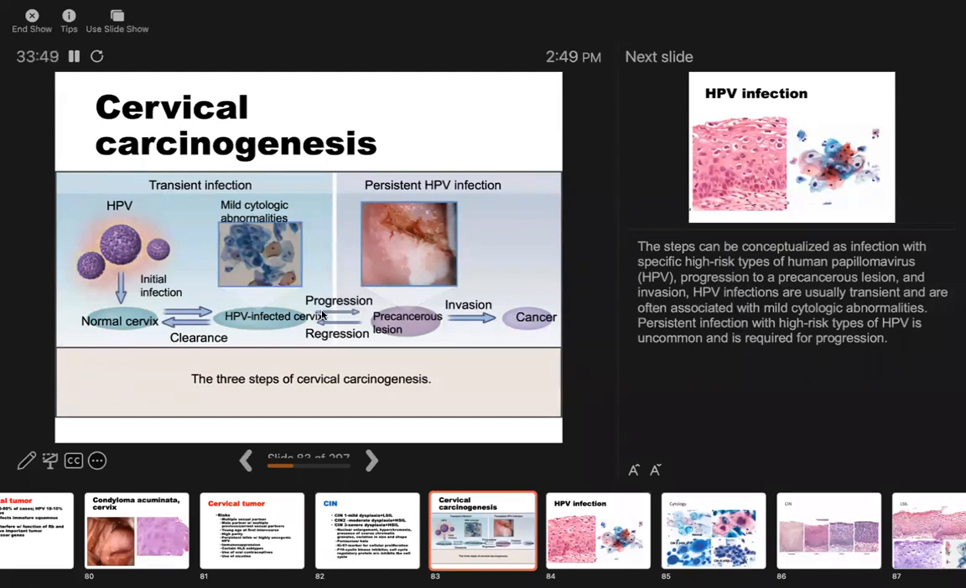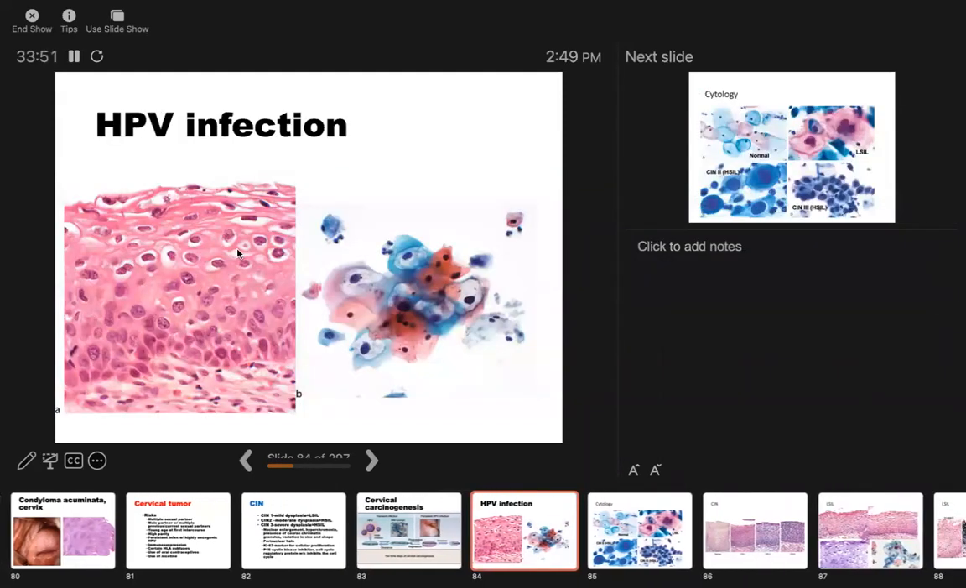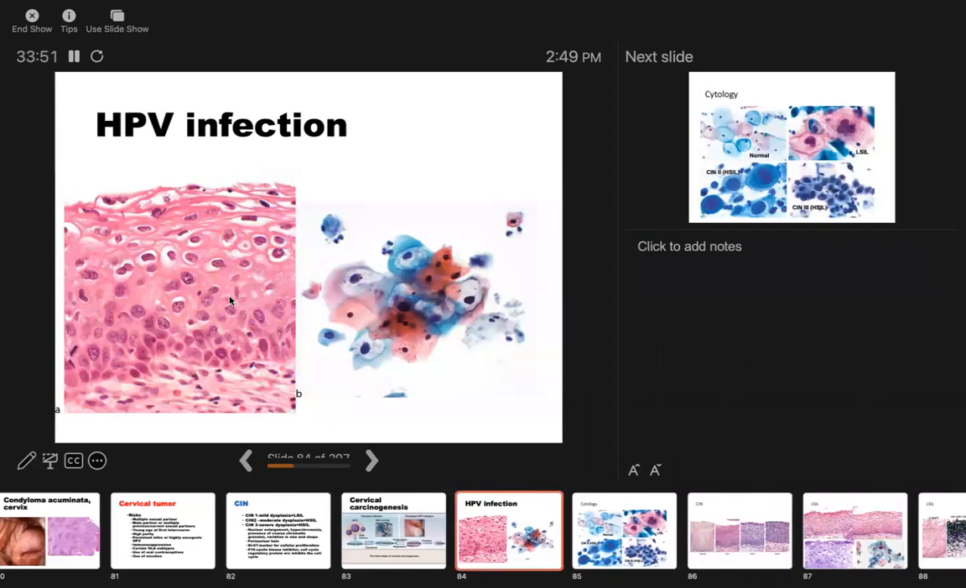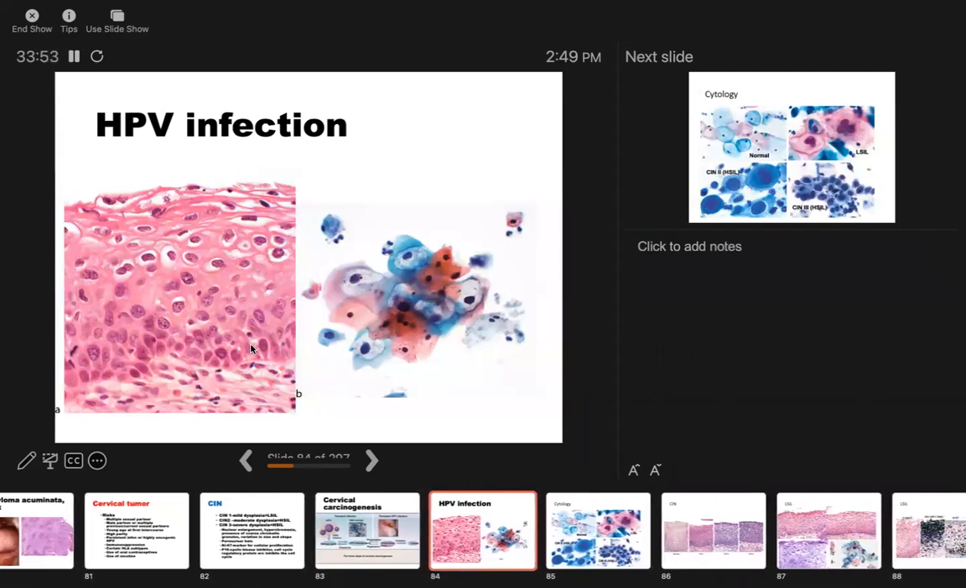Now, if you do biopsy, this is what you will see. You will see coilocytes and you will see atypia in the lower 1/3. So if you're following, that's CIN1, mild dysplasia with coilocytosis. And the perinuclear halo that you see here is an example of coilocytosis, this time involving PAPs.